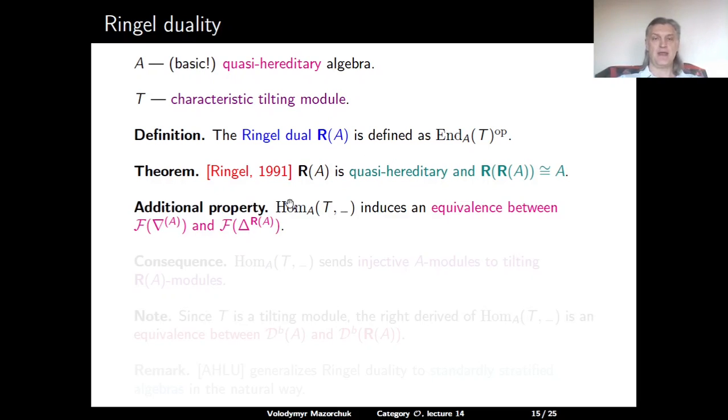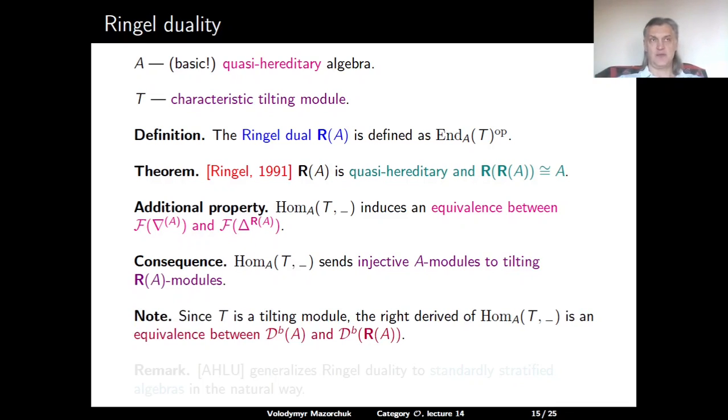An additional property is that taking homomorphisms from a characteristic tilting module induces an equivalence between the category F nabla for the algebra A and the category F delta for the algebra R of A, the Ringel dual of A. As a consequence of this equivalence, it follows that this functor Hom(T, -) sends injective A-modules, which are relatively injective objects in this category, to tilting R of A-modules.